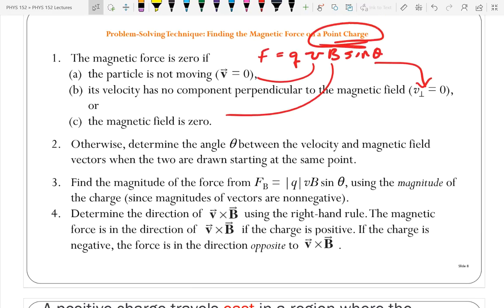So first, make sure that you have a magnetic force. If you have a magnetic force, then you want to find the velocity and magnetic field angle, the angle between the two, and find the magnitude of the force, determine the direction with the right-hand rule. Once you've found the magnitude and the direction, you're good to go. Always make sure you check the charge. If the charge is negative, that's going to reverse the direction. Right? Because the force is not in the direction of V cross B. It's in the direction of QV cross B.